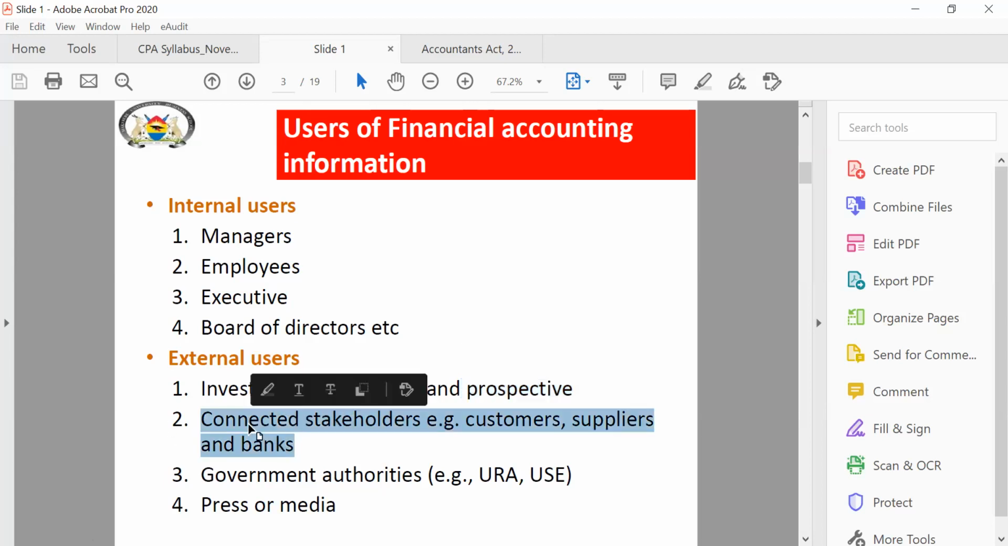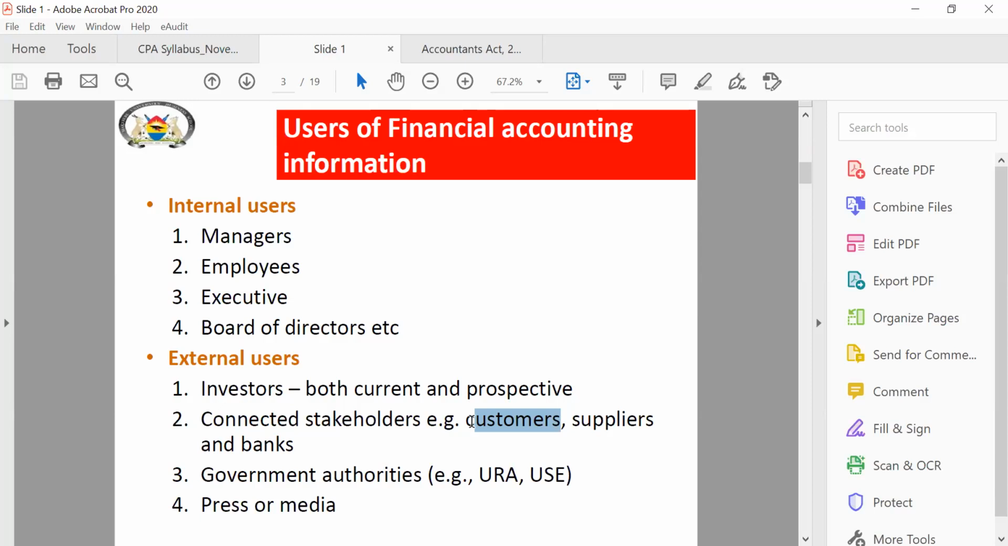And then we have connected stakeholders. We have customers. Customers are interested in the accounting information because they want to know the reliability of the business. For example, a supermarket will be interested in the financial accounting information of its supplier that provides it with grains, because they want to know, do they have capacity? Some customers, especially corporate customers, take 30 days to pay. The question is, can the company survive if we take less than 30 days to pay? Do they have enough cash?